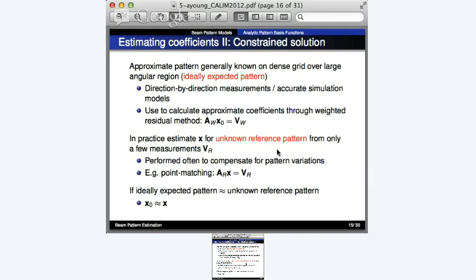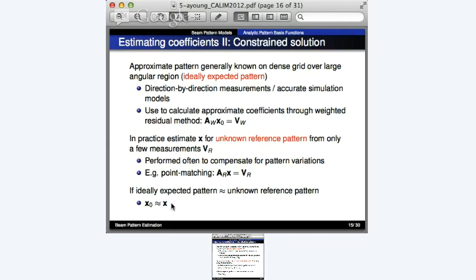But in practice, of course, the pattern is slightly perturbed from that ideally expected pattern. And this is, of course, due to various conditions such as wind loading or gravitational loading, which is also variable in time. So in this case, we need to estimate the pattern from only a very few number of measurements. So if we can make the assumption that these two patterns are relatively similar, then of course it also makes sense that the coefficients should be relatively similar.